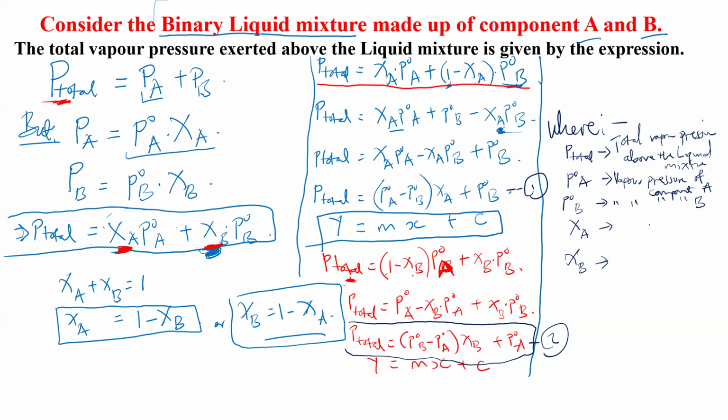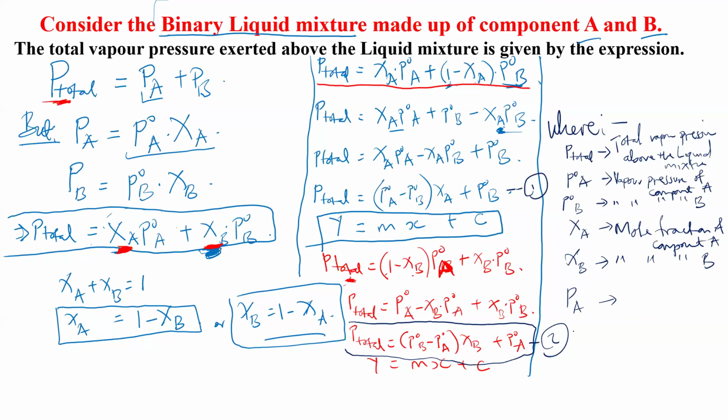XA is what? Mole fraction of component A. And then this one, mole fraction of component B. Are we there?